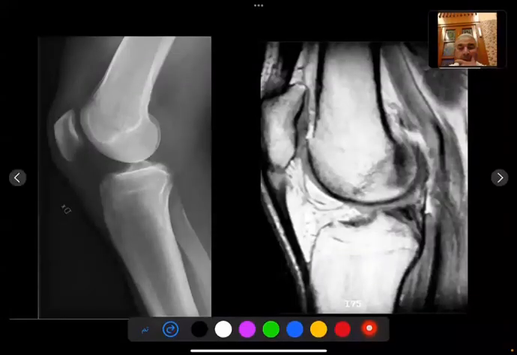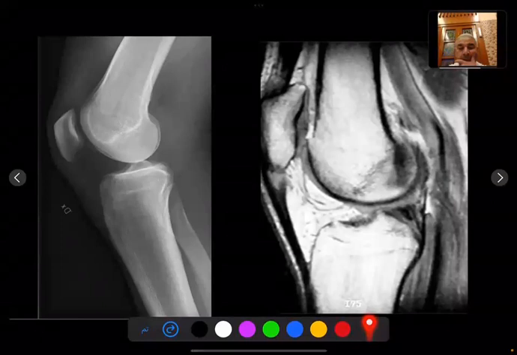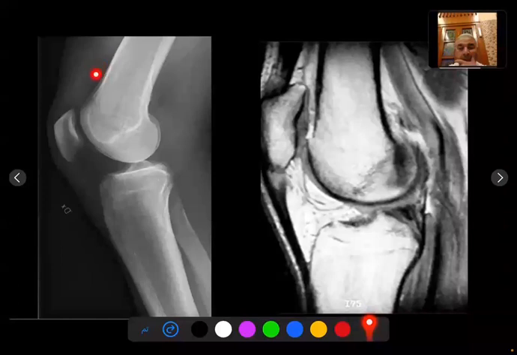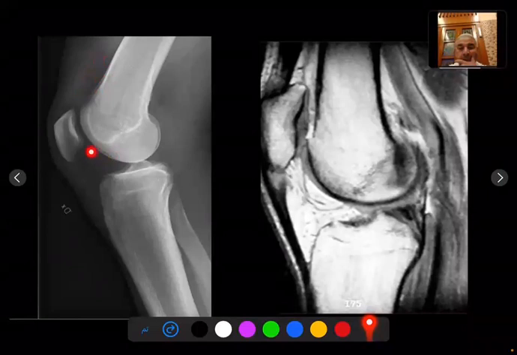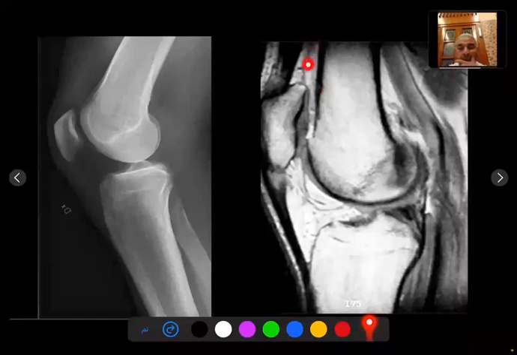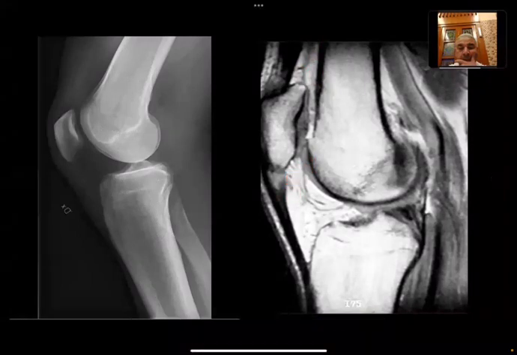This is a lateral X-ray and a lateral T1 sagittal MRI demonstrating the suprapatellar fat pad, and this is the suprapatellar bursa, and this is the prefemoral fat pad, and this is the quadriceps fat pad, and this is the infrapatellar fat pad, and this is also the bursa. This is the suprapatellar, the prefemoral fat pad, and the infrapatellar fat pad.